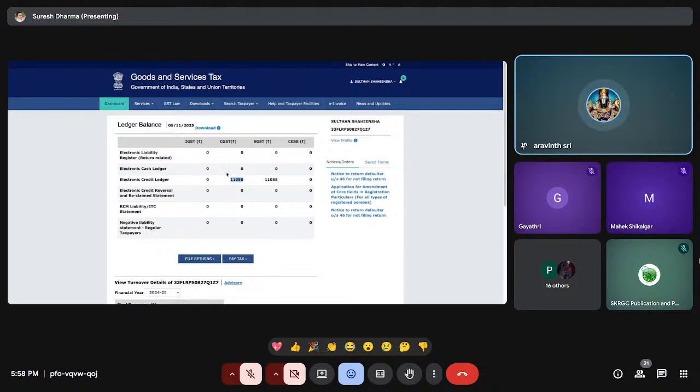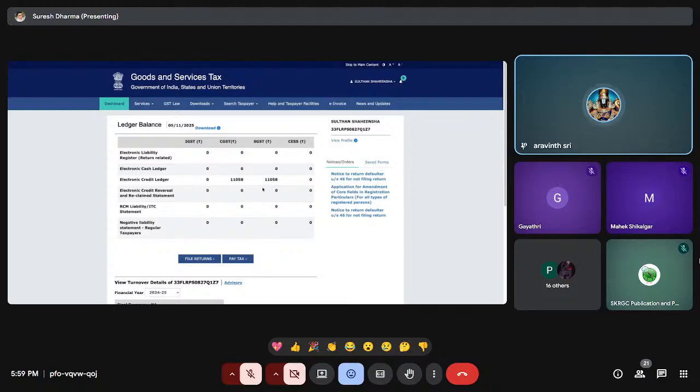Now I'm not going to pay any single amount to the government, because I already have an electronic credit ledger. I already have ITC. Where does this ITC come from? This is from my purchases. Last month or last two months I purchased around 1 lakh or 2 lakh. That GST amount I paid to the manufacturer, to other business people, after giving my GST number. So that tax amount is what I already paid: 11,058 rupees as central GST, 11,058 as state GST.